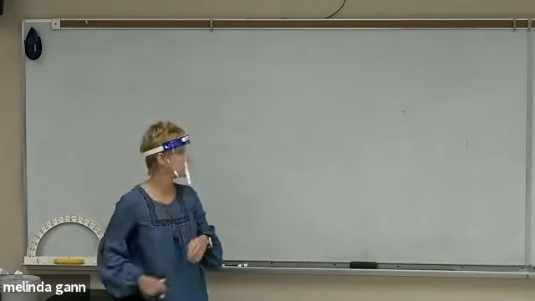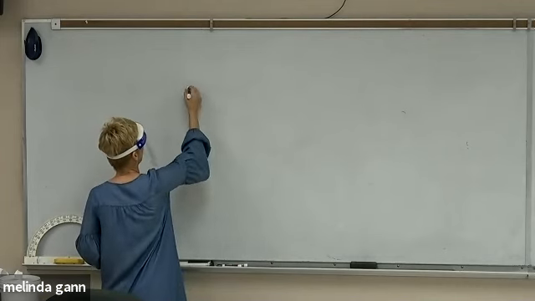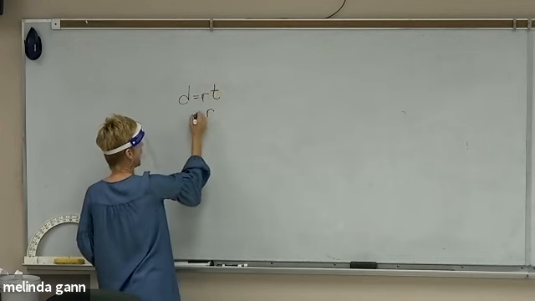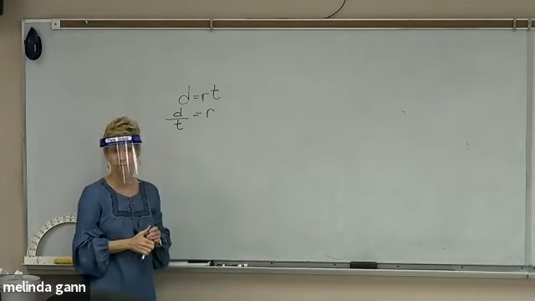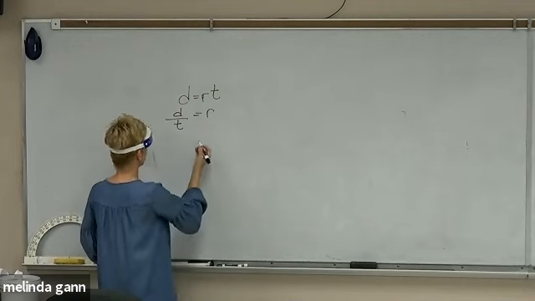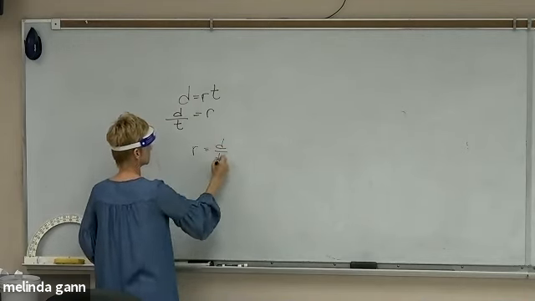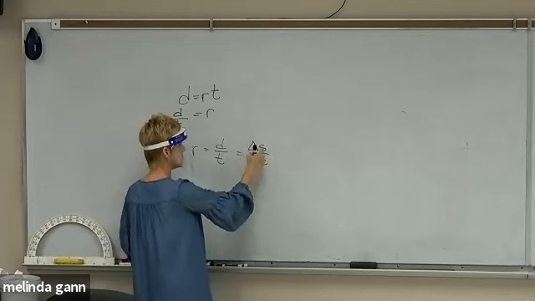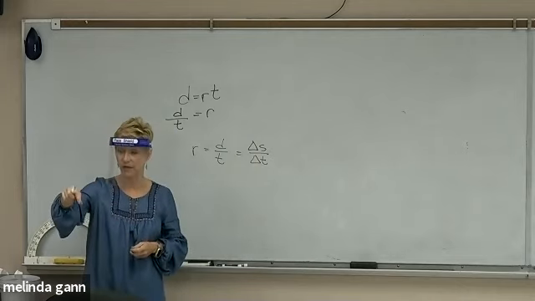They remind you that way back in elementary school, you had a formula that says D equals R times T. So if you want your rate, you take your distance and divide by your time. Now they change it, instead of D, to delta S over delta T. Delta S means position, where you are physically at that point.